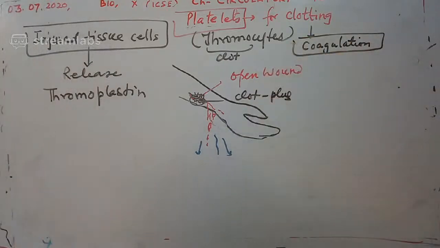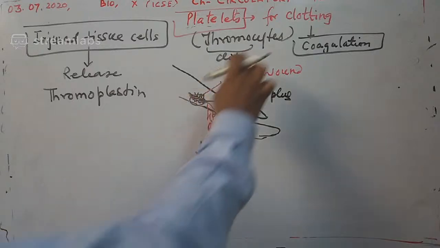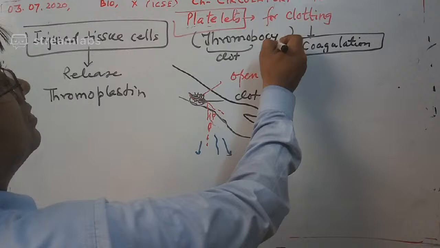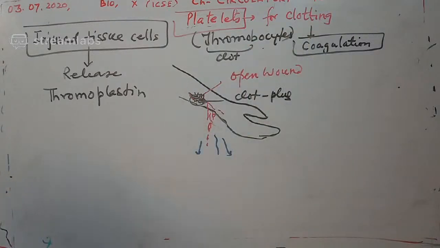Clotting is also called coagulation. Why am I telling you these terms? Please keep in mind, these platelets are important for clotting, therefore they are also called thrombocytes. And the meaning of clotting is coagulation. Coagulation. Okay, just keep this in mind.